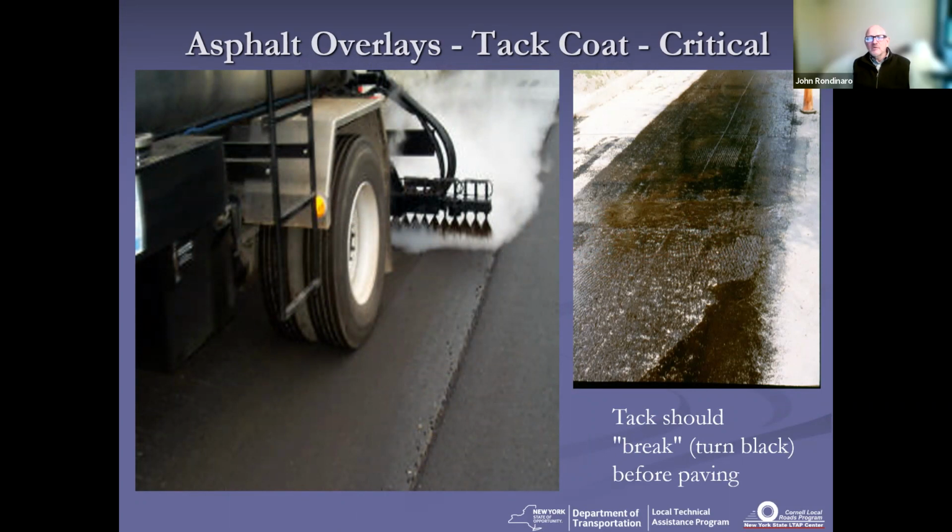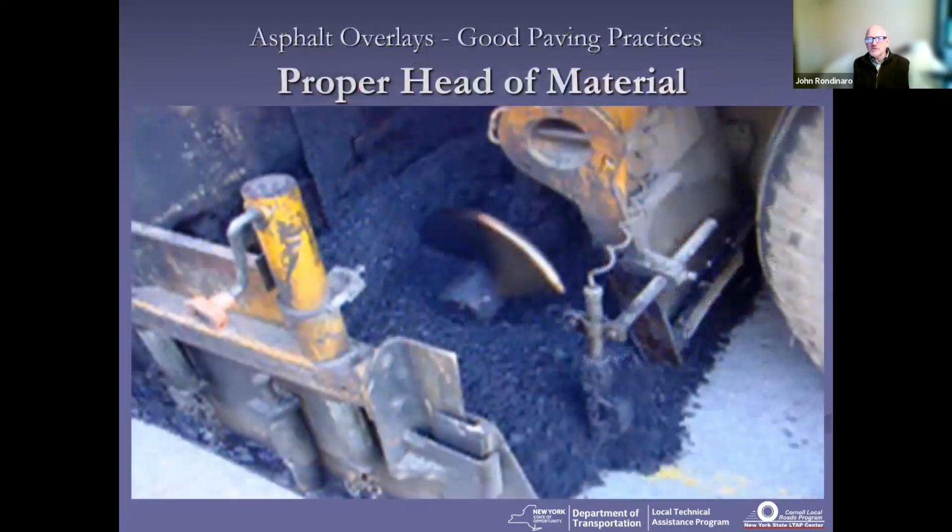You want a good, uniform V-shaped spray coming out of that spray bar. You want a nice, uniform spread over that surface to be paved. And because that tack is an emulsion, you're going to see it turn from brown to black, and that means you're ready for paving. But that's the glue that holds that mat to the existing surface.